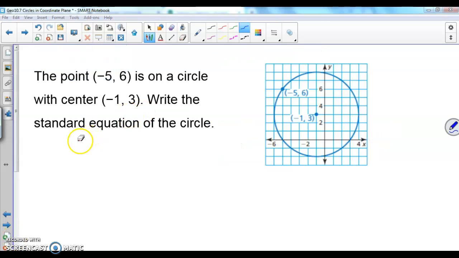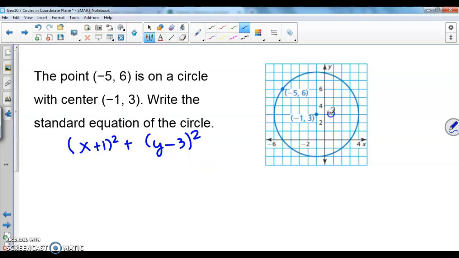In this example, the value of your h is -1, so it's going to be x minus -1, so that turns to +1 squared, plus y minus 3, so -3 to the second power. A useful shortcut is you actually plug in the opposite of the value of the center. So the -1 turns to +1, the +3 turns to -3.